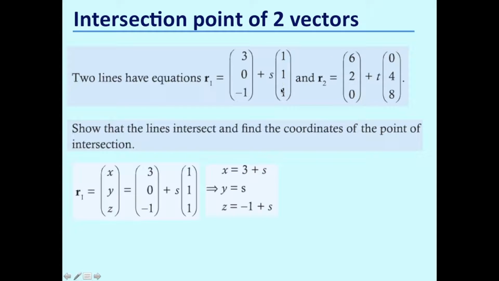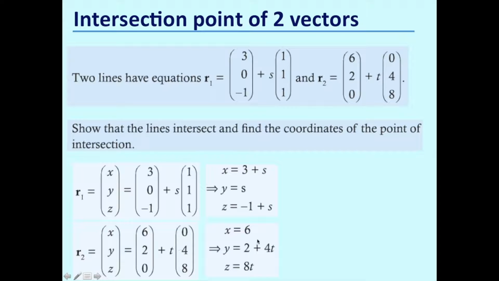So if there is an intersection, there will be one point in 3 dimensions which is found on both lines. So from that starting point then, we need to generate an expression for x from both lines. So from the first line, we can say that the x coordinate will be 3 plus s, the y coordinate will be s, and the z coordinate will be negative 1 plus s, just remembering that we multiply each value in the direction vector by the component here, s. So we've done that for R1, we'll also do it now for R2, and we end up with these values.